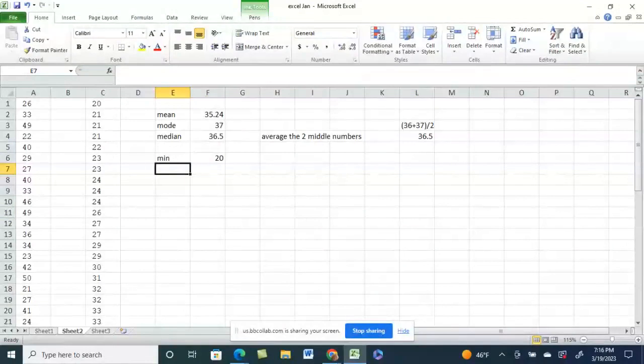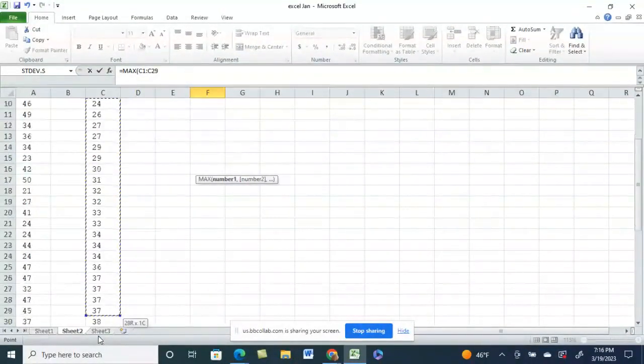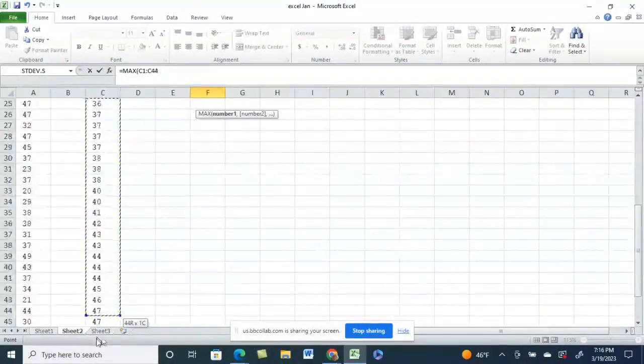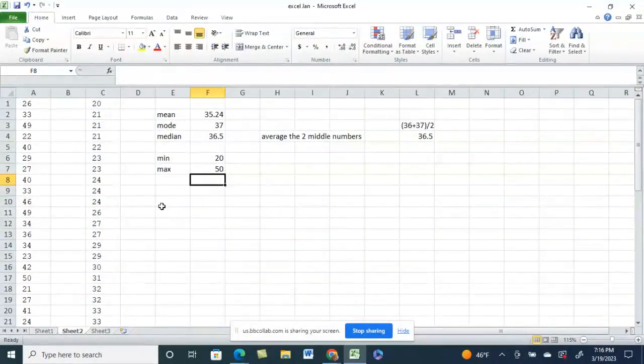We knew that. The max is 50. So, I mean, you don't actually have to do this, but I'm just going to show you. So max, if you had 1,000 numbers, you know, you might want to do it this way if you didn't put your numbers in order, and that's 50.